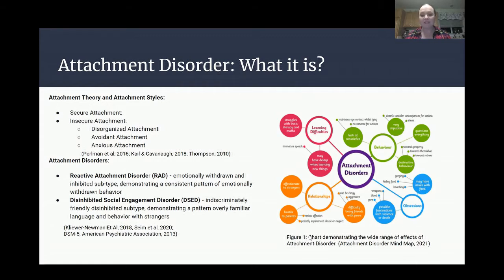The second type is disinhibited social engagement disorder, or DSED. This subtype is considered the disinhibited version of attachment disorders and is associated with indiscriminate friendliness, inappropriate social behavior, especially towards strangers, and overly familiar verbal and physical behavior. In order to properly diagnose attachment disorder, the child must be at least 8 to 9 months of age developmentally, which is when true attachment is supposed to begin its formation.